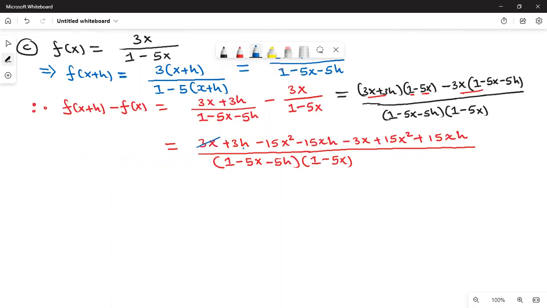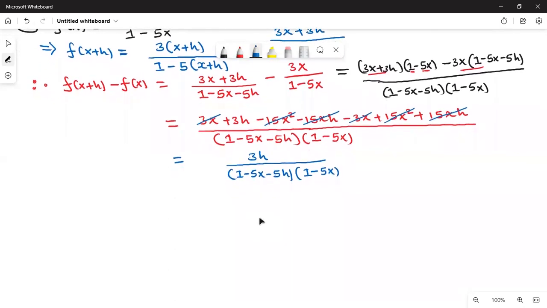I can see 3x will cancel with this other negative 3x. What else can cancel? Negative 15x squared will cancel with this. And even negative 15xh will cancel with this. So what we remain with in the numerator is just 3h divided by 1 minus 5x minus 5h, then times 1 minus 5x. That's what we remain with after having simplified that function.